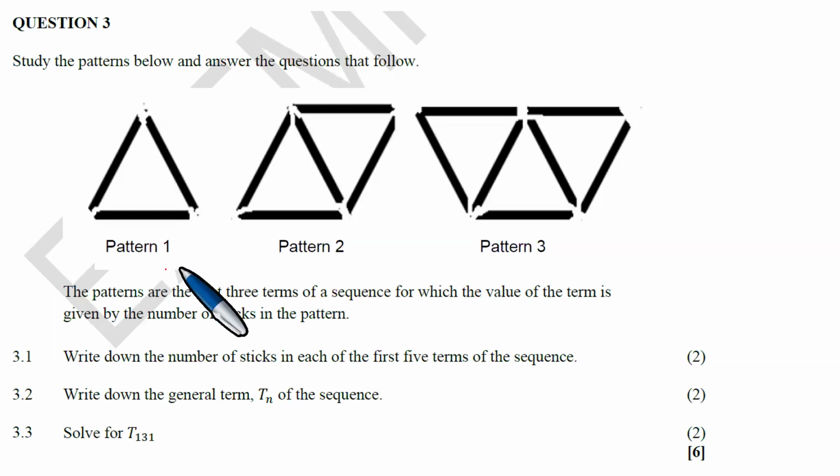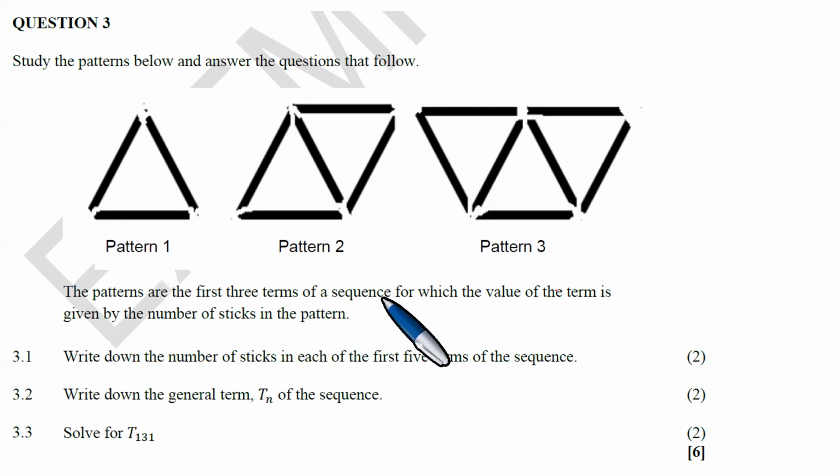Okay, now we have this one. Pattern 1 has like 3 pieces. Number of sticks. Okay, the patterns are the first 3 terms of a sequence for which the value of the term is given by the number of sticks in the pattern.